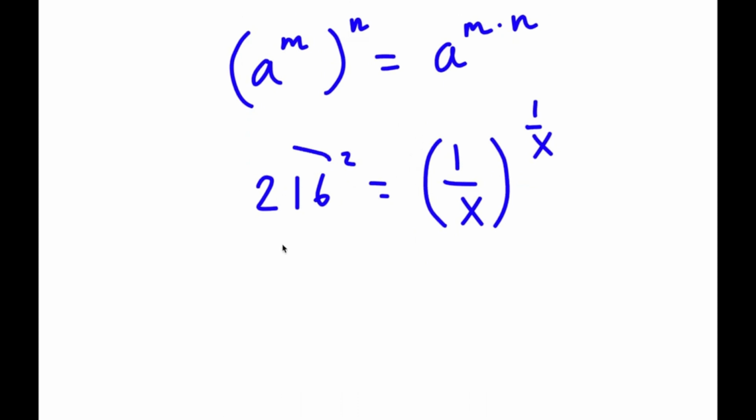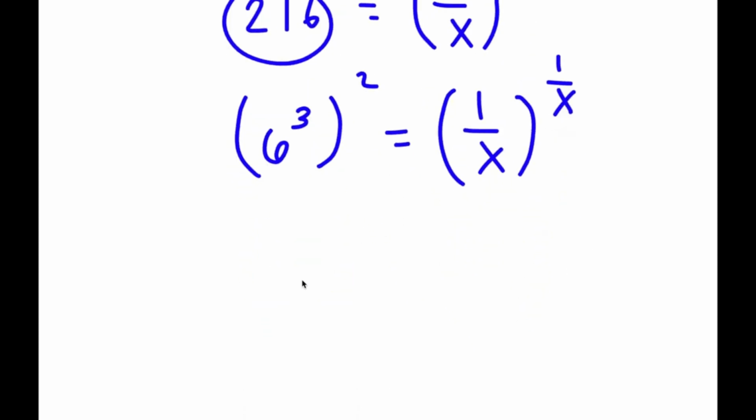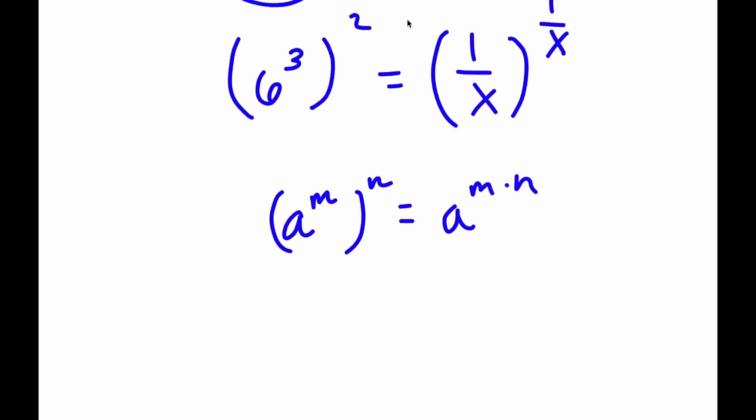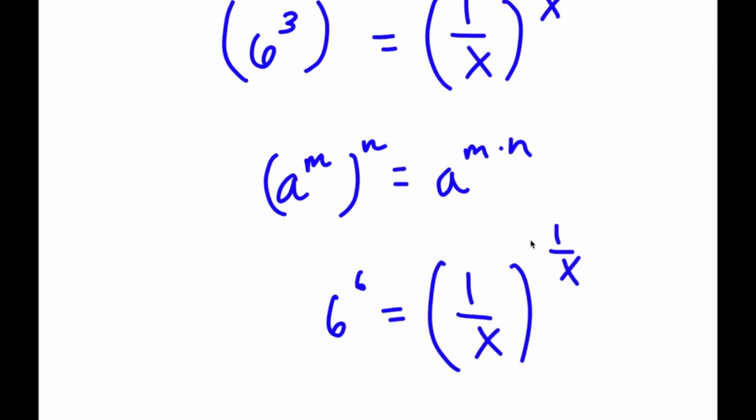Now, 216 here, this is the same thing as 6 to the power of 3. So now I have 6 to the power of 3 to the power of 2 is equal to 1 over x to the power of 1 over x. Now, if I have something in the form a to the power of m to the power of n, this is equal to a to the power of m times n. So 6 to the power of 3 times 2, 3 times 2 is 6, so now I have 6 to the power of 6 is equal to 1 over x to the power of 1 over x.